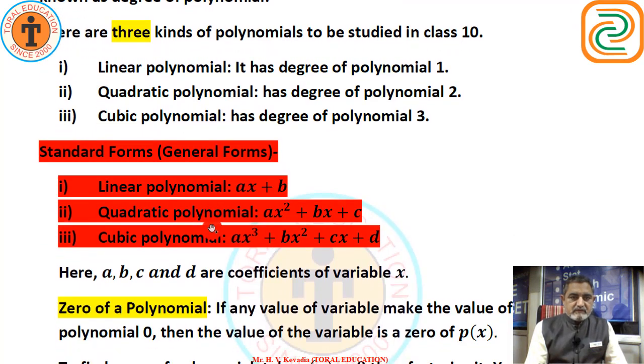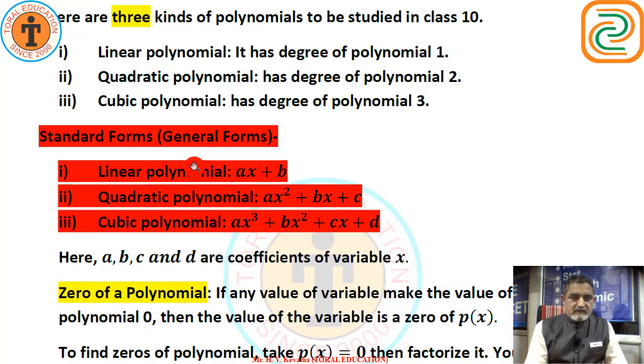The standard forms or general forms of the different polynomials are given here. The first one is the linear polynomial, which is of the form ax plus b. Here there is only one variable and x has degree 1, right? The second one is the quadratic polynomial, which has x square and x, where the maximum power of x is 2, that is, the degree is 2. This is ax square plus bx plus c. This one is the general form of a quadratic polynomial.